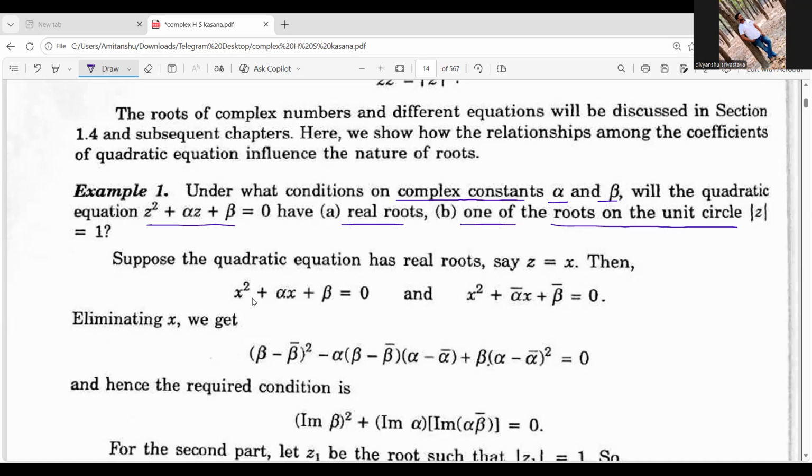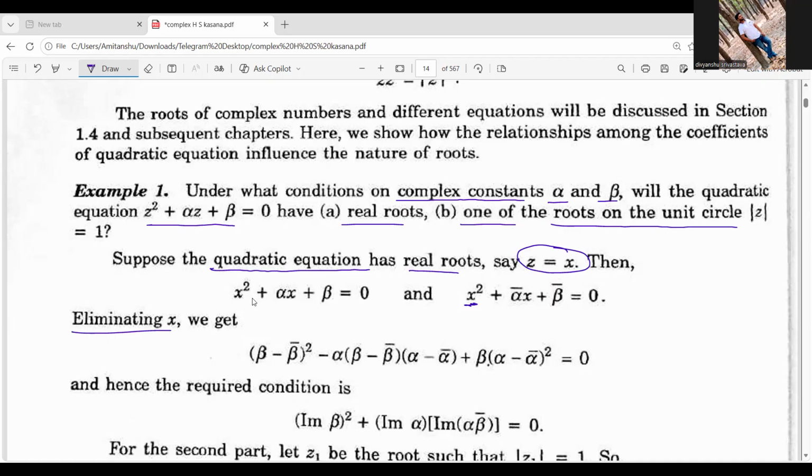So suppose the quadratic equation has real roots. Say z is equal to x, then x square plus alpha x plus beta is equal to 0, and x square plus alpha conjugate x plus beta conjugate is equal to 0. So eliminate for x. Now when you go for the addition portion.